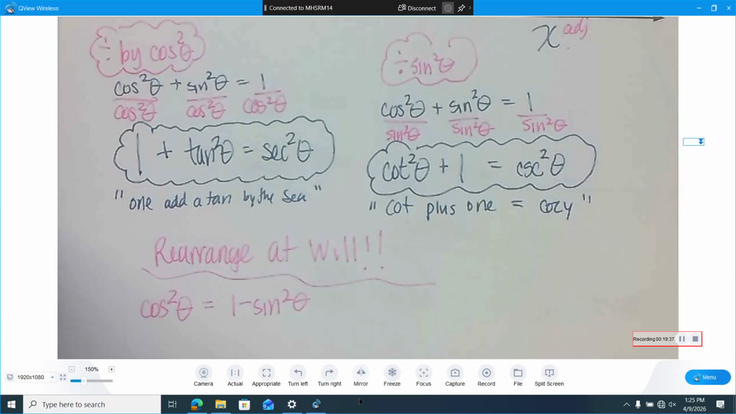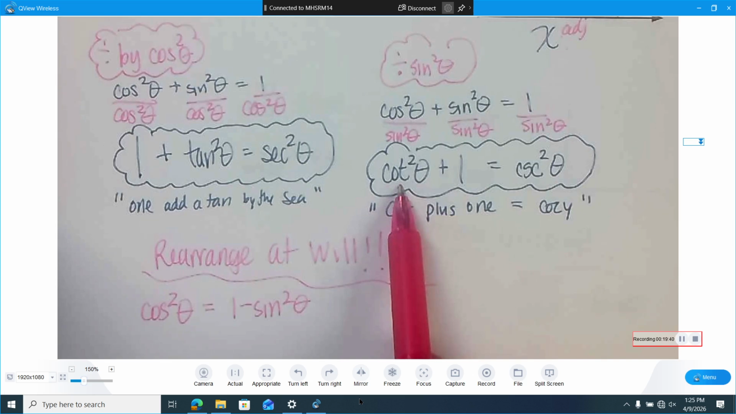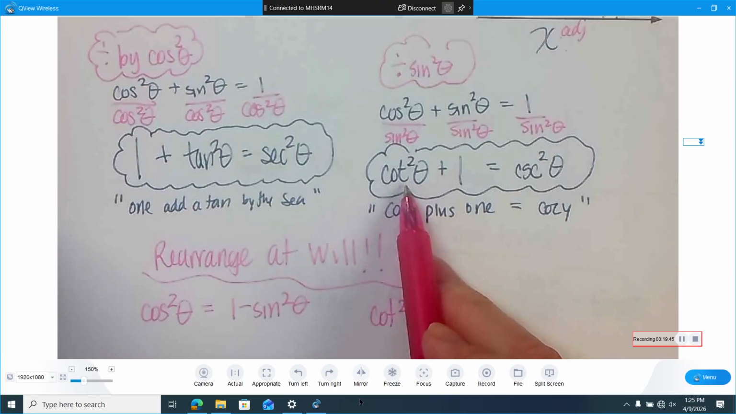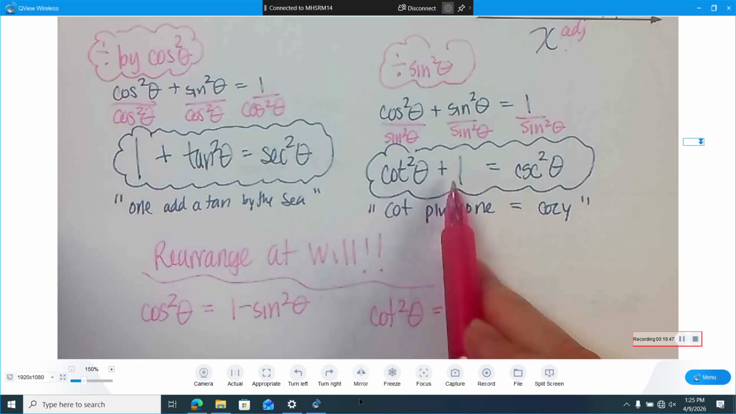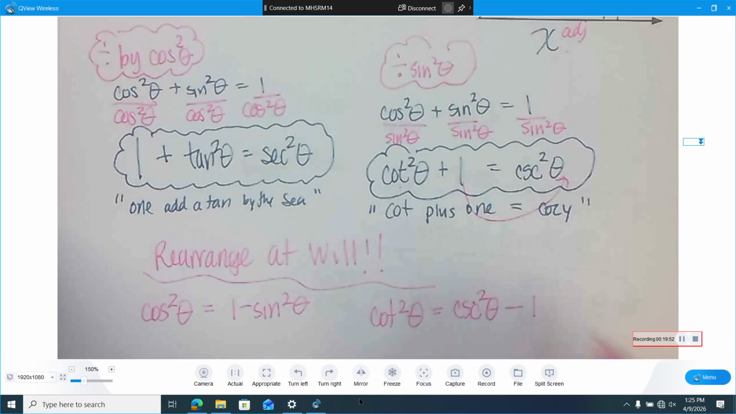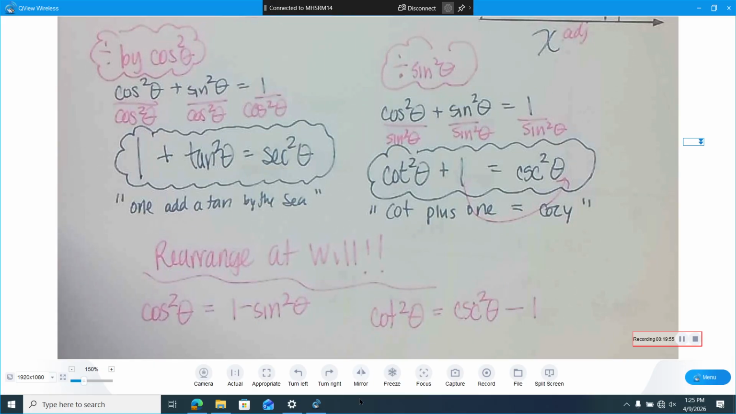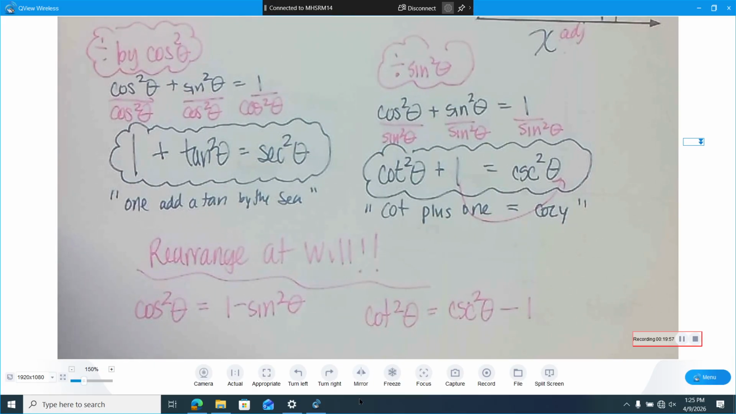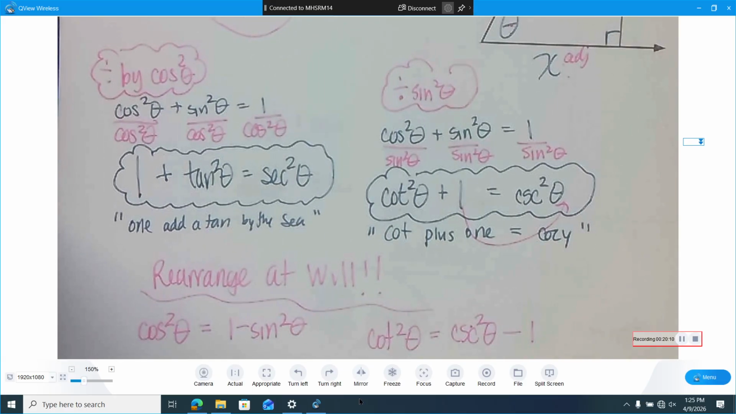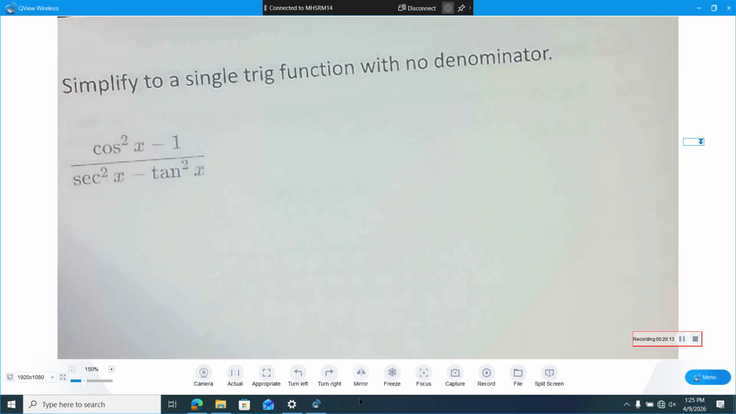What about cotangent? Let's say I want to get cotangent squared all alone. What would I have to do to get cotangent squared alone? Minus the 1 to the other side. So that'd be cosecant squared theta minus 1. Okay? So all of these can be rearranged to suit our needs. Do you have questions for me? No. Okay, good. All right. Okay, so not too terrible there.